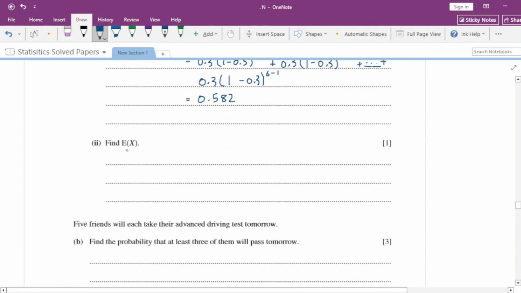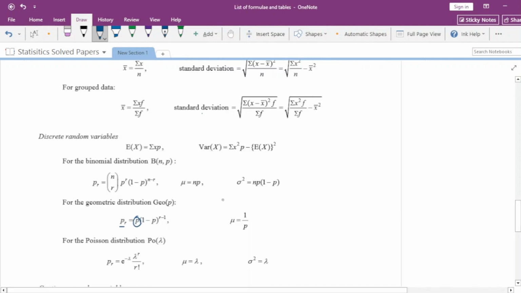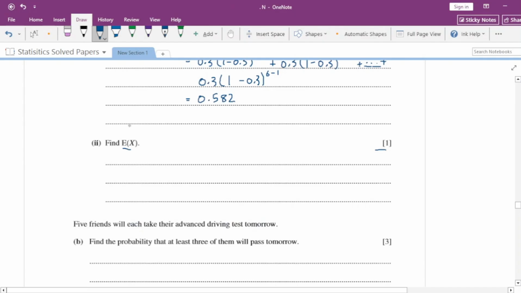Find the expected value of x. Expected value of x, 1 mark, so it should be really easy. You can go back to the formula sheet, and the only other formula given is that the mean of the geometric distribution is 1 over p. Many people forget that the expected value of x also stands for the mean value of x. So the expected value of x would be the mean value, which is basically 1 over p. We got that formula from the formula sheet. 1 over p, where p, the probability of success, is 0.3. 1 over 0.3 gives us 3.33.